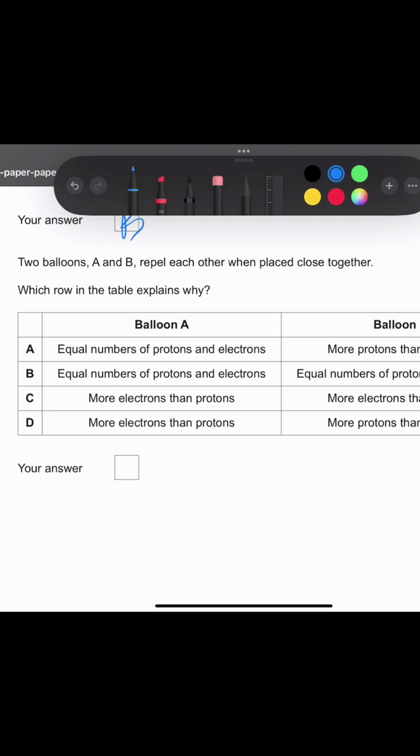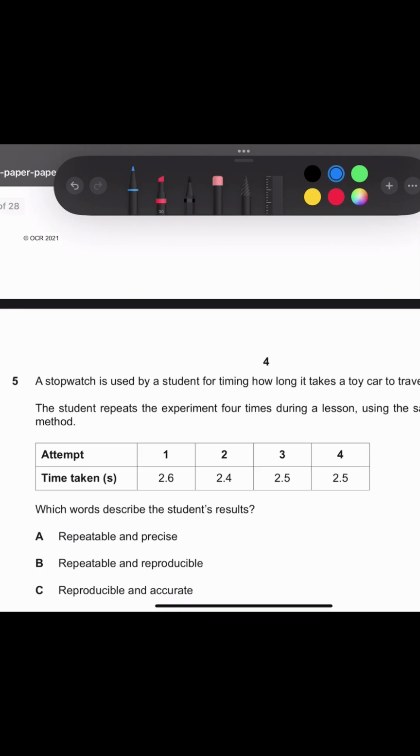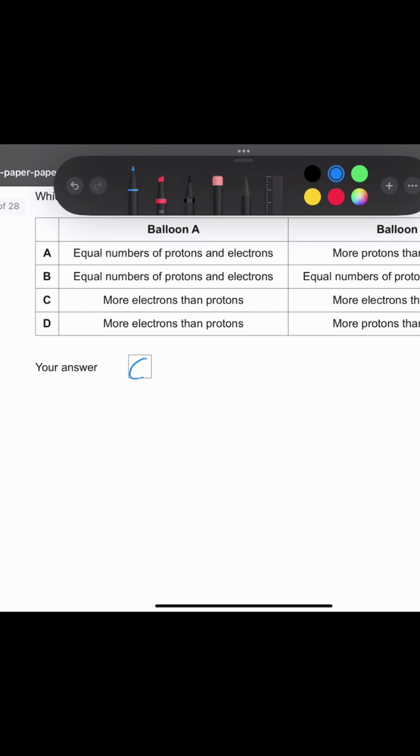So then for 4 you have two balloons A and B which repel each other when placed close together. Which row explains why? Balloon A will have to have more electrons than protons, and balloon B will have to have more electrons than protons as well. So D is our correct answer here because it's just worded in a weird way. And so for 4 we would go for, wait, no, not D, we would go for C.